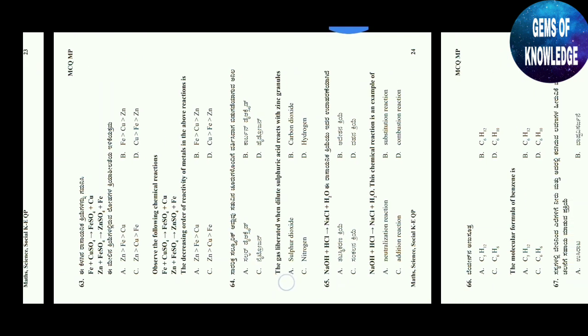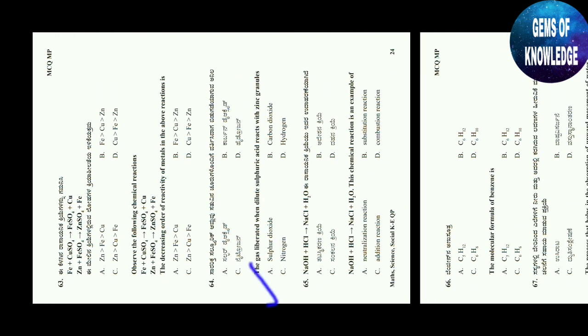Okay, next moving to 64. The gas liberated when dilute sulfuric acid reacts with zinc granules. Okay, so here options have been given: sulfur dioxide, carbon dioxide, nitrogen and hydrogen. So this is from the diagrammatic part from your acid bases chapter.